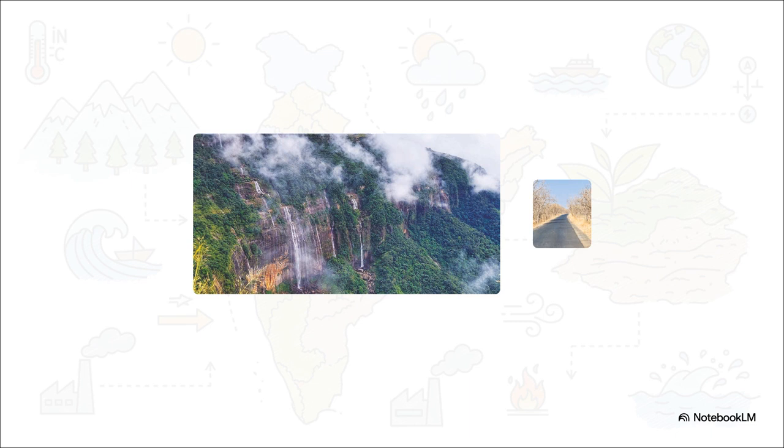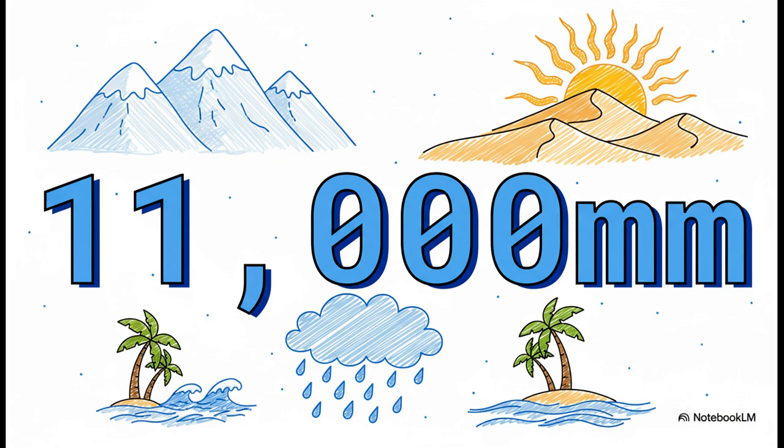In winter, it just flips. The land gets cool, high pressure, and the sea is warmer, low pressure. So the dry winds blow from land to sea. That's your northeast monsoon. And if you want to know just how powerful the monsoon is, get this.